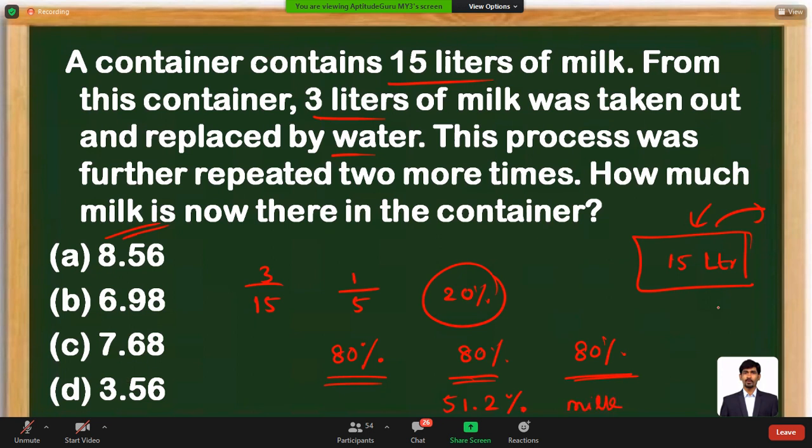What is the total quantity? 15. So you have to calculate 51.2% of 15. 15 into 2 is 30. 15 ones are 15. That is 7.5. 15 into 5 is 75. So the answer is 7.68, available as option C.